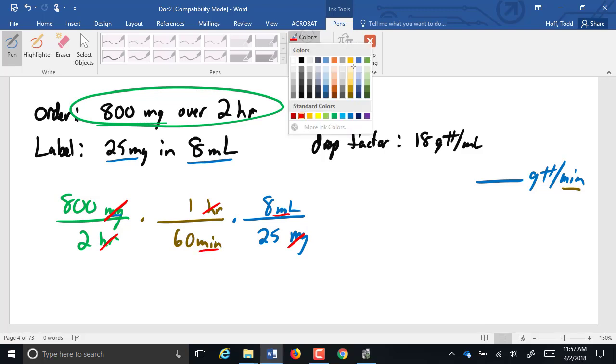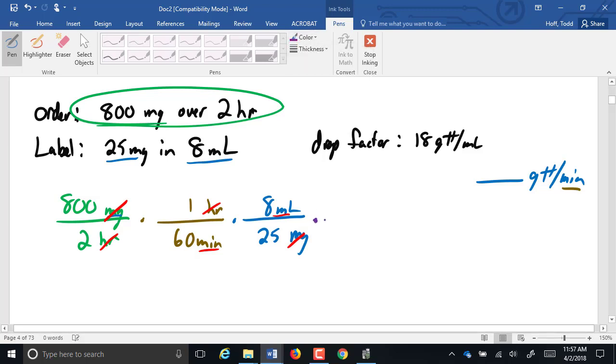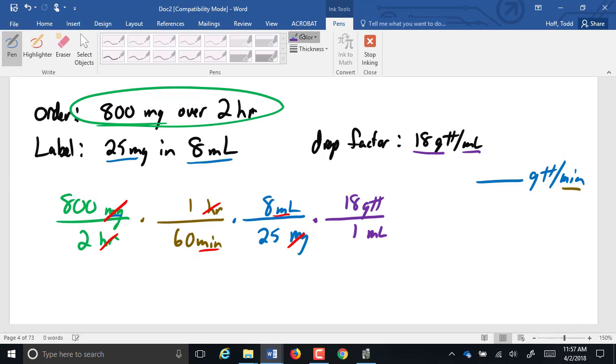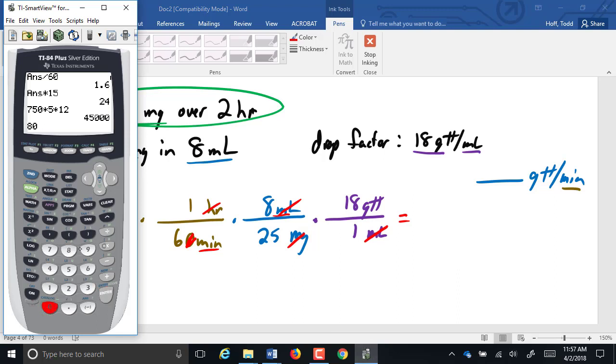We want drops per minute, so we're going to get rid of the milliliters. So put milliliters on bottom, 18 drops per 1 milliliter, so 1 milliliter is 18 drops, and the milliliters are gone. So now I'm going to cancel a 0 here with the 60 and the 80. So we've got 80 times 1 times 8 is 640, times 18. I will multiply that out.